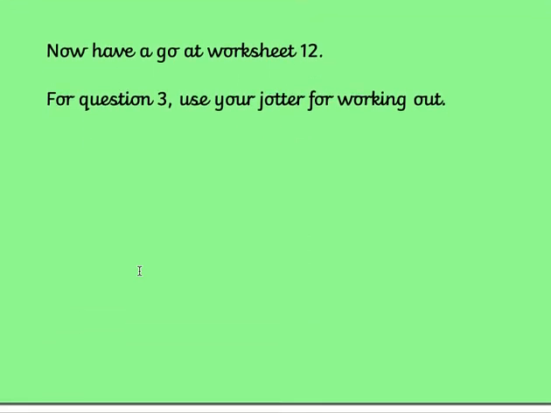Right, now we're going to move on to worksheet number 12. It says for question 3, use your jotter for working out. Of course, you can use your jotter at any time for any working out that you need. You don't have to print off the worksheet. You should have your Maths No Problem book, or if you don't, you can just write the answers into a jotter. You don't need to print anything off.